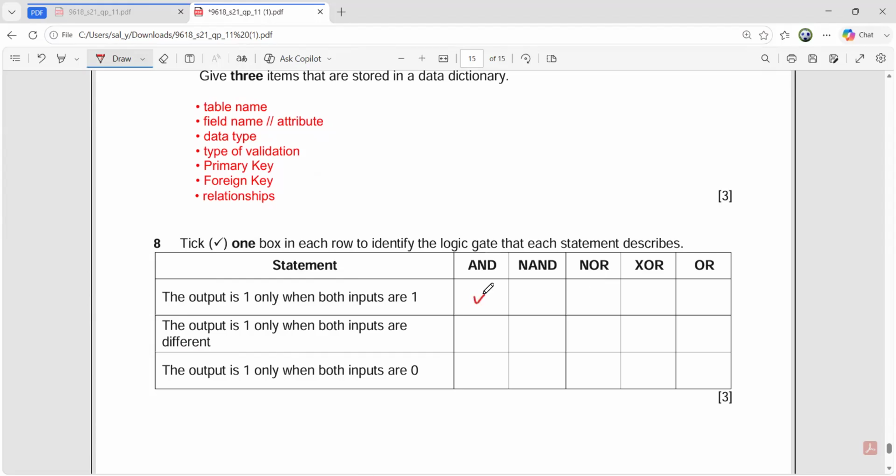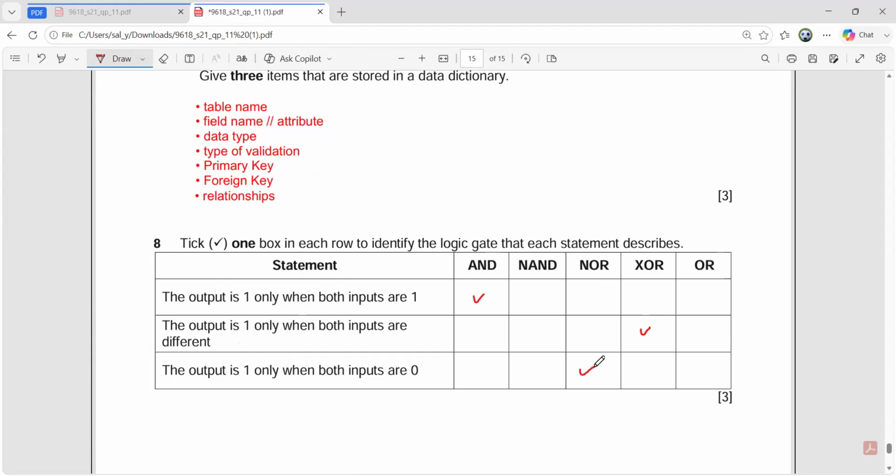This is the AND gate. Output is 1 only when both inputs are 1. Next, output is 1 only when both inputs are different. When both inputs are different, 1, 0 or 0, 1. So that is your XOR. And lastly, the output is 1 only when both inputs are zeros. Only then. So that is your NOR gate, not OR gate.